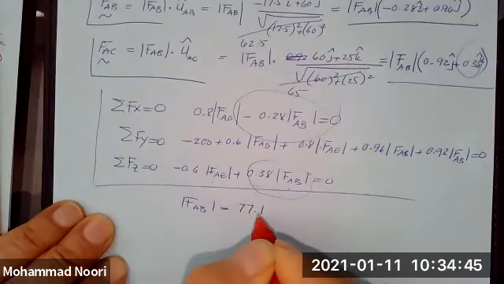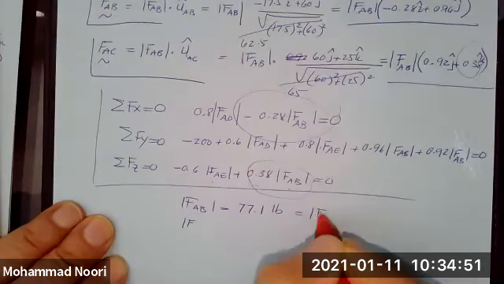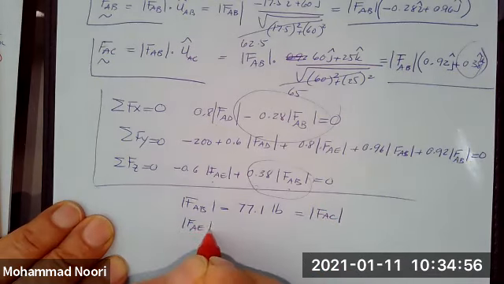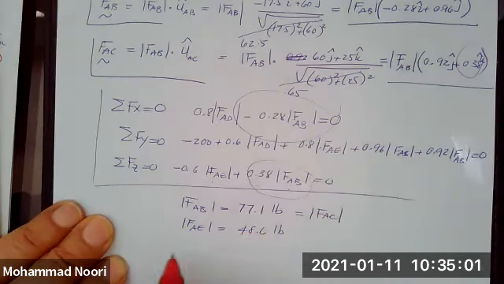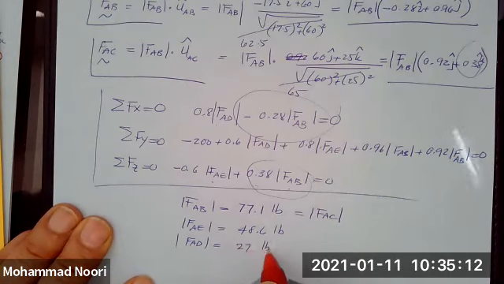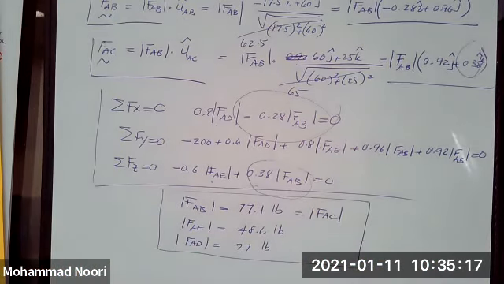F of AB comes out to be 77.1 pounds, which is equal to F of AC. F of AE comes out to be 48.6 pounds. And F of AD comes out to be 27 pounds. So we found the three unknown forces that the problem was asking for. Any questions?